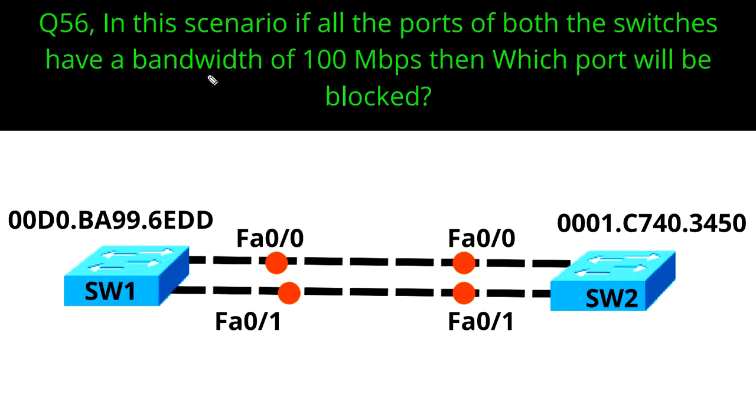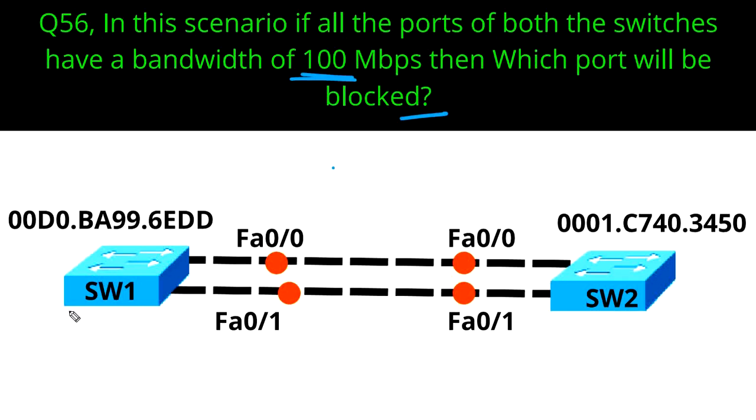So the first question for the day is this one. This is a scenario based question. The interviewer asks scenario based questions in interviews as well, which is why I mentioned this question here. The question is: in this scenario, if all the ports of both the switches have a bandwidth of 100 Mbps, then which port will be blocked?